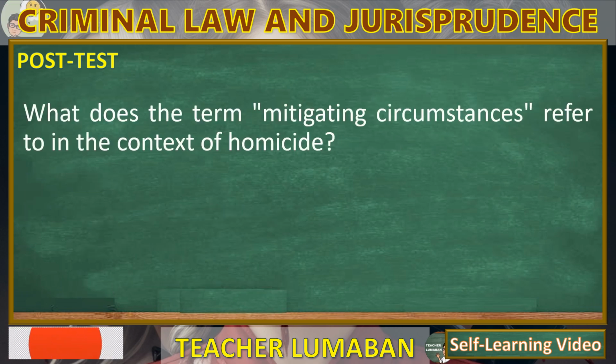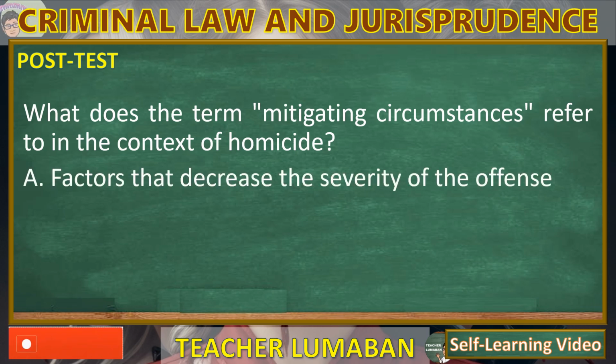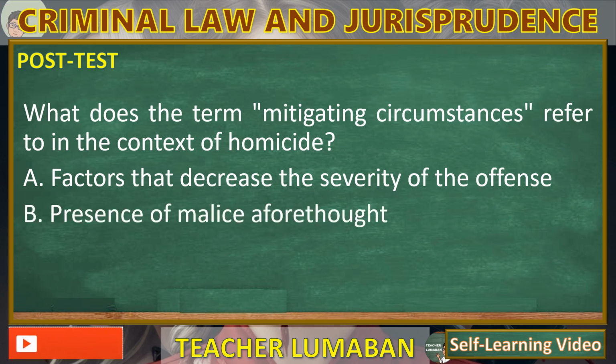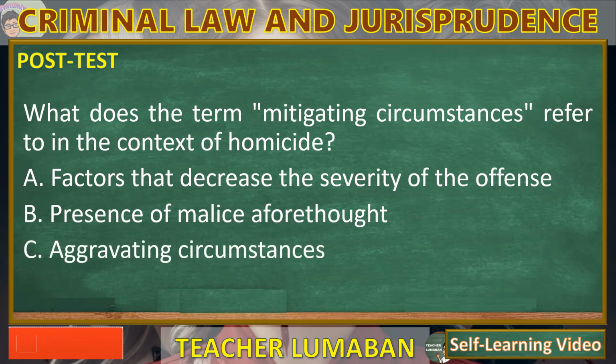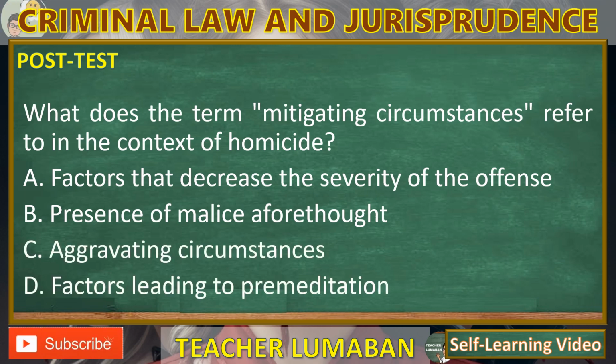What does the term mitigating circumstances refer to in the context of homicide? A. Factors that decrease the severity of the offense. B. Presence of malice aforethought. C. Aggravating circumstances. D. Factors leading to premeditation.